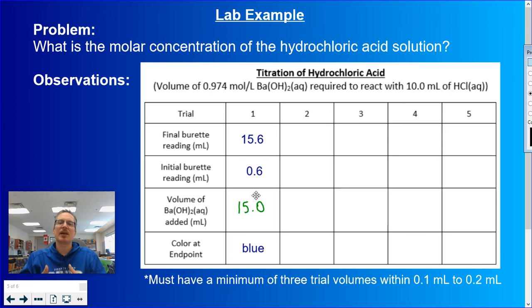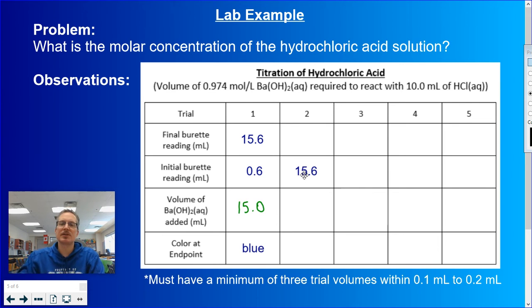We run it quickly. As soon as we see a color change, we stop it, but we have gone too far past the endpoint. However, we now know that our volume of barium hydroxide is roughly 15 milliliters. That means for trials 2, 3, 4, and 5, we can take a look at our initial burette reading, which, by the way, our burette holds 50 milliliters of solution. So given we're at 15.6 milliliters, that can be the initial reading of my second trial.